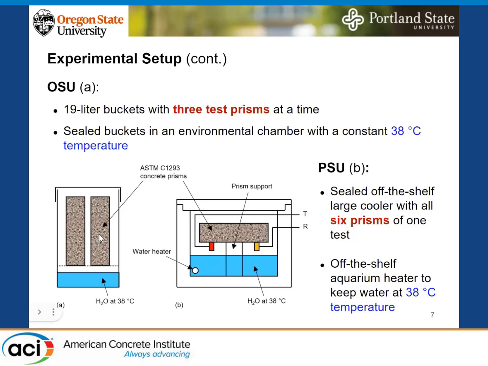So at Oregon State, there was this big environmental chamber, and we had these buckets, and we put 2 prisms inside it. And it was always at constant 38-degree temperature. And in our location, we had that cooler. So we used the water heater to make sure that the temperature is always at 38. And we had the transducers attached in this setup underneath the specimen.